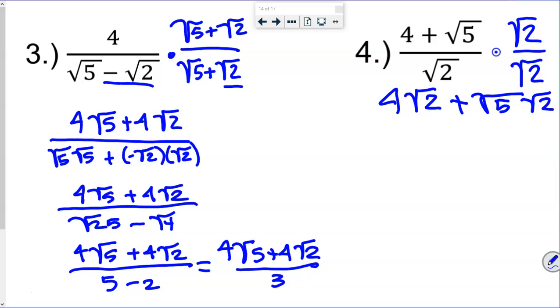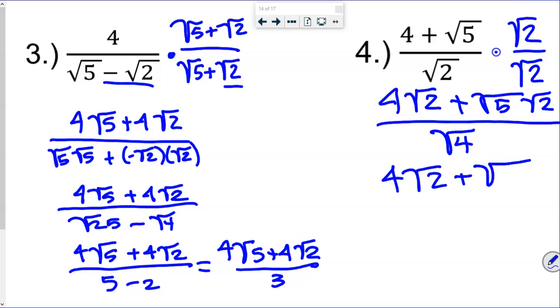And again, we could put those under one radical. And then we got the square root of 2 times the square root of 2, which is the square root of 4, right? Okay, so then we got 4 square root of 2 plus the square root of 10, because again, we can put those under the same radical, over 2. All right? Now, we could simplify that 4 square root of 2 over 2 and split them up, but we're not going to do that, okay?